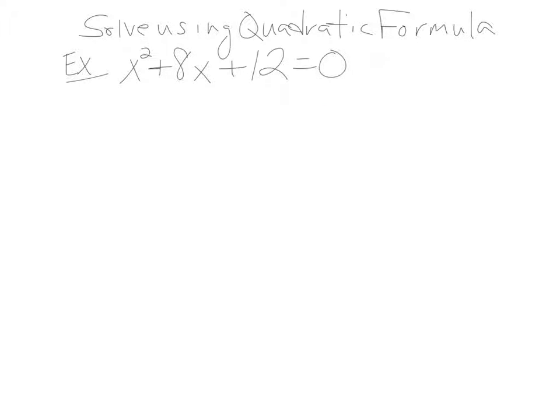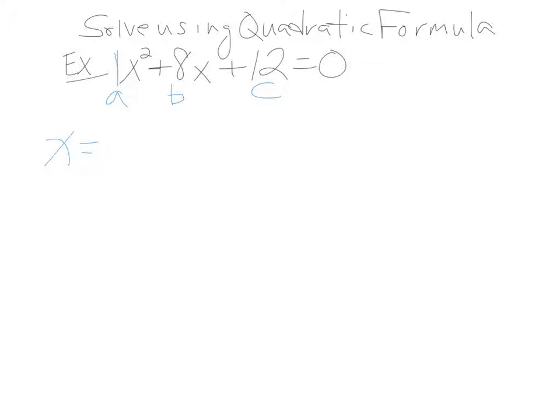So if we want to solve x squared plus 8x plus 12 equals 0 using the quadratic formula, we have to first identify a, b, and c. We don't see a number in front of the x squared. There's an understood 1, so that's going to be the a. B is the 8, and c is the 12. Now we'll plug those numbers into the formula.